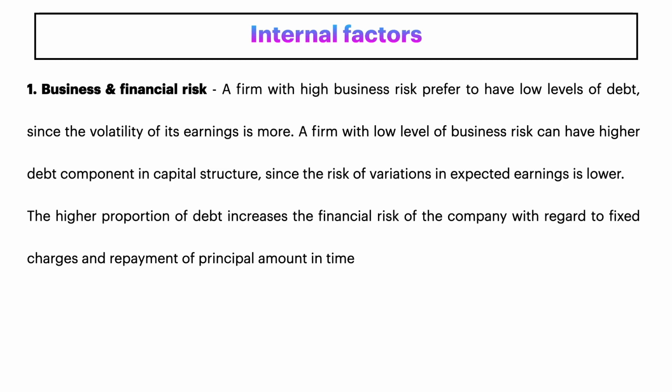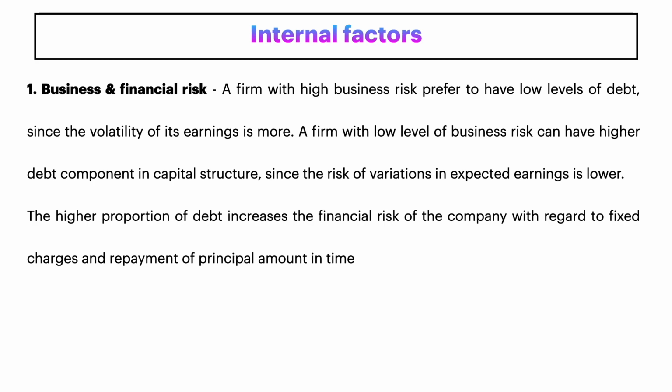Moving on to internal factors. First one is business and financial risk. A firm with high business risk prefers to have low levels of debt since the volatility of its earnings is more. A firm with a low level of business risk can have a higher debt component in its capital structure because its earnings are more stable. The higher proportion of debt increases the financial risk of the company with regard to fixed charges and repayment of the principal amount in time.